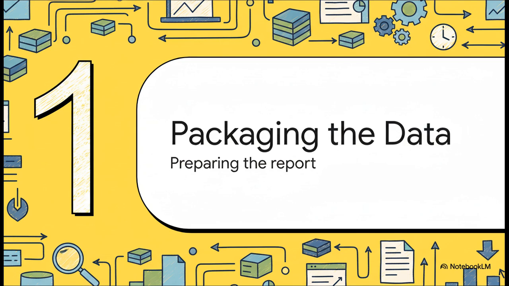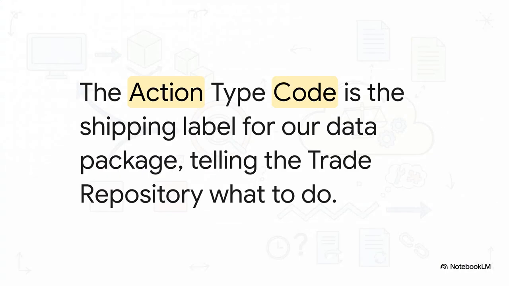And just like sending a real parcel, you can't just throw your data in a digital box and hope for the best. It has to be prepared just right, with the perfect contents, the correct label, and the right kind of packaging. Before anything even gets sent, the system has to know why it's sending it, and that's where the action type code comes into play. You can think of it as the shipping label for our data package. It tells the trade repository exactly what to do with the info inside. Is this a brand new trade, a correction to an old one, a cancellation? That one little code specifies the entire intent.